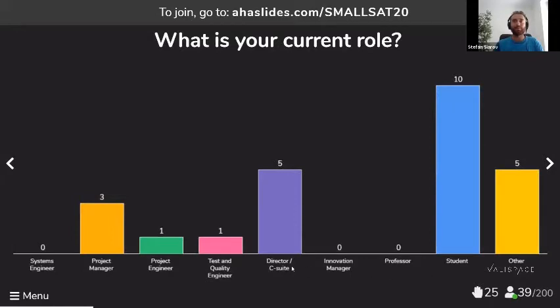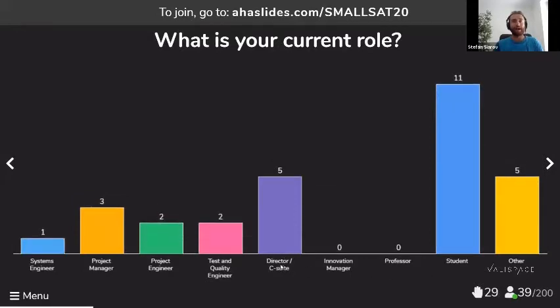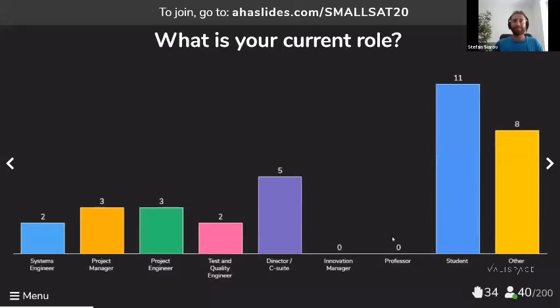Okay, so quite some students, directors, C-level suite, CTO, CEOs, likely systems engineers, project managers, project engineers. Okay, very nice. Other. All right, fantastic. So quite a diverse set of folks. One professor. Okay, very nice. Thank you for sharing, everyone. I'm sure that we'll all have a different angle and an approach to the topics of the day. So very interesting to see that we have such a diverse community here today.